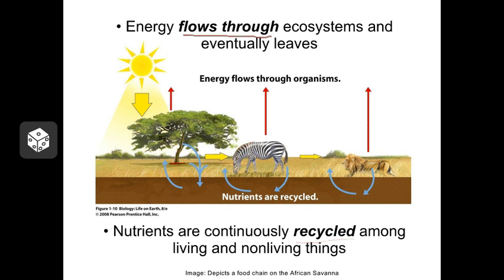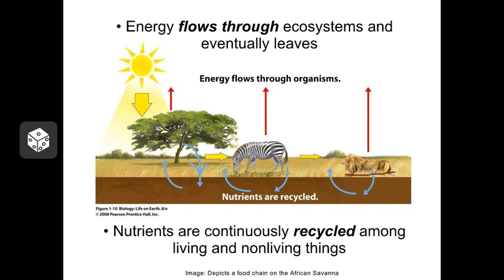So plants, such as this tree and such as the grasses shown here, take in nutrients from the soil and also from the air, and they build their bodies. Now when the herbivores, such as the zebra, eat the grass, that organism takes in some of the nutrients and uses those nutrients to build its body. And when the predators, such as this lion, eat the zebra, it does the same thing.